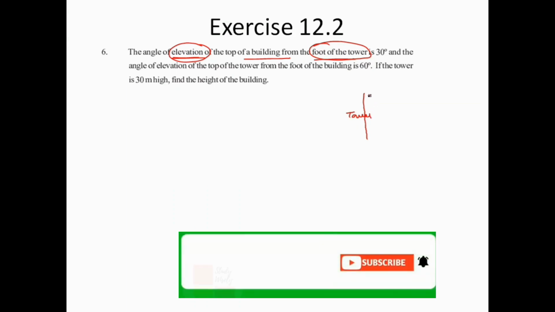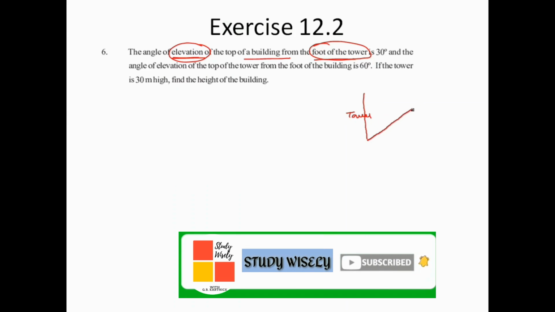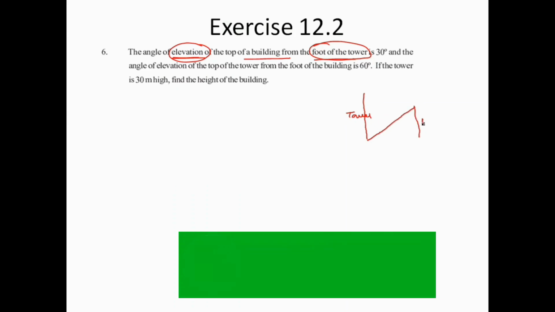The angle of elevation from the foot of a tower to a building is 30 degrees, and the angle of elevation from the top of the tower to the foot of the building is 60 degrees. Hope this is clear. So there is some distance over here, and the opposite angle is 60, right?